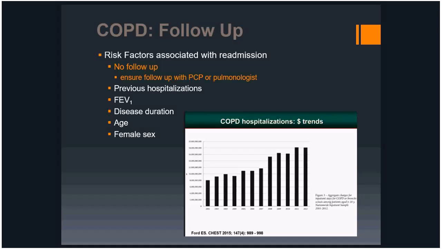And so we see those in patients who've had obviously previous hospitalization, decline in their FEV1, that have had disease duration for a longer period of time. Age and female sex are also things that we see in those persons with more frequent readmissions. And again, just to show that the trends speak to COPD hospitalizations becoming more costly. So it's very important that we not just manage hospitalizations in the acute care setting, but that in the primary care and outpatient setting, we're doing what we need to prevent these readmissions.